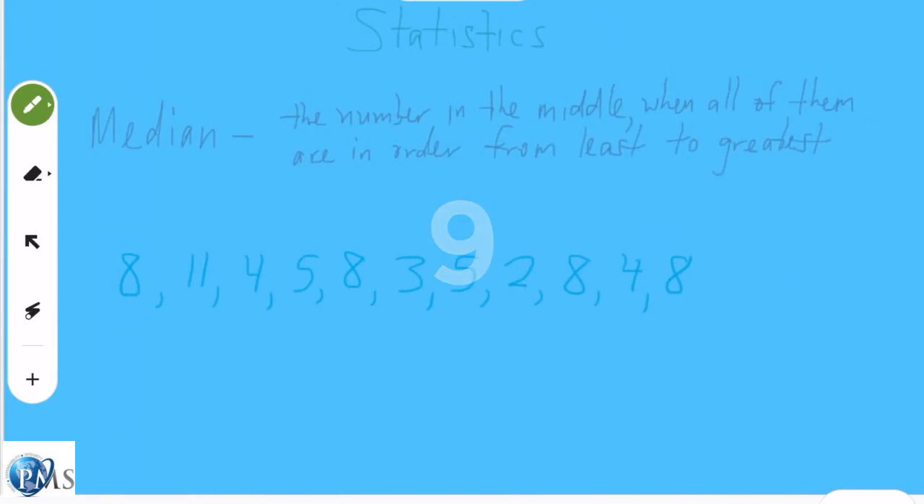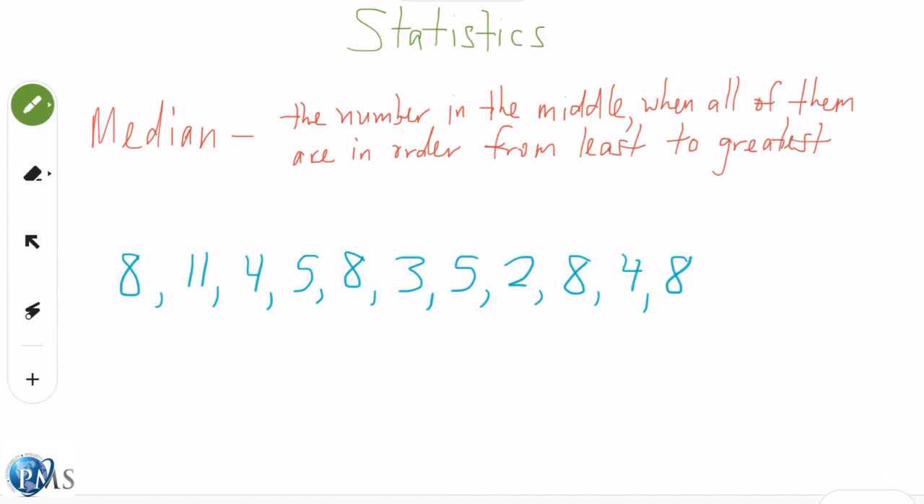The next term is the median. Okay, and the median we see here is the number in the middle when all of them are in order from least to greatest. So this one we're going to have to do a little bit of work. We actually have to put these numbers in order from smallest to biggest.